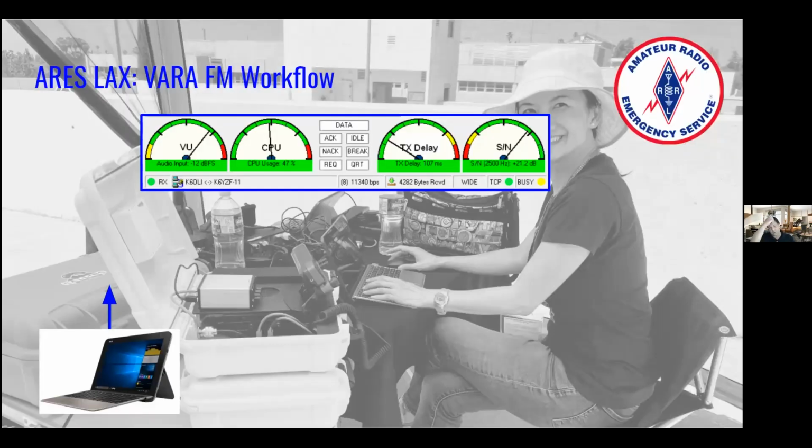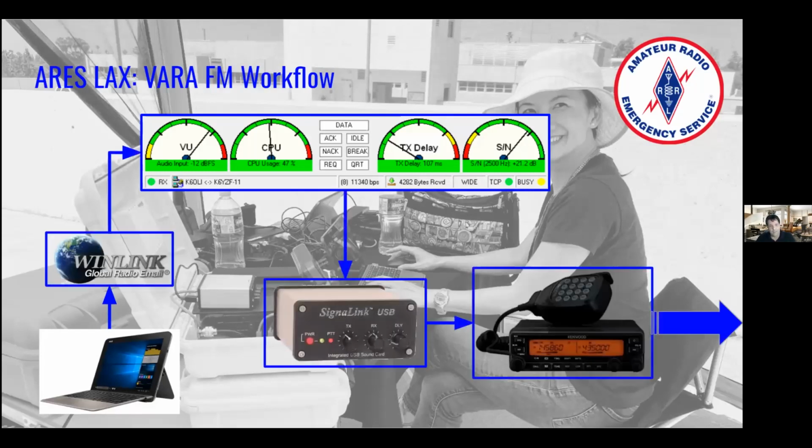VARA FM workflow, let's just talk about this real quick. You have a computer, right? And the computer has Winlink on it. And Winlink talks to VARA as the modem. So it modulates the information, and you send the information to VARA. VARA then modulates a signal and sends it via the sound card out over your radio, where it goes through the antenna and hopefully out to the other side. And on the other side, it's the same thing, just in reverse.